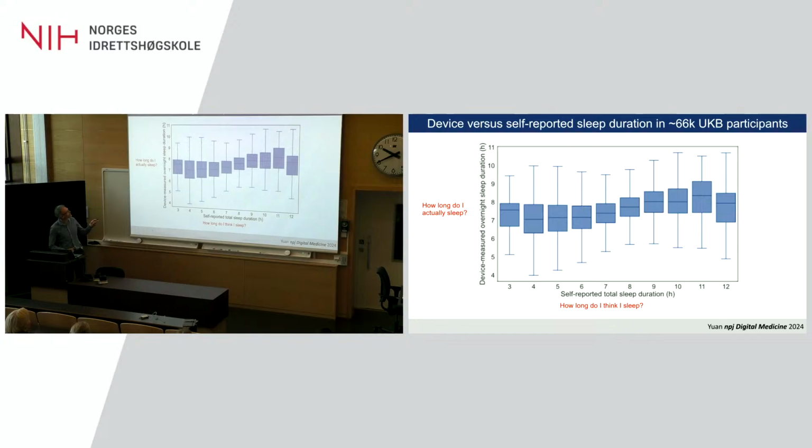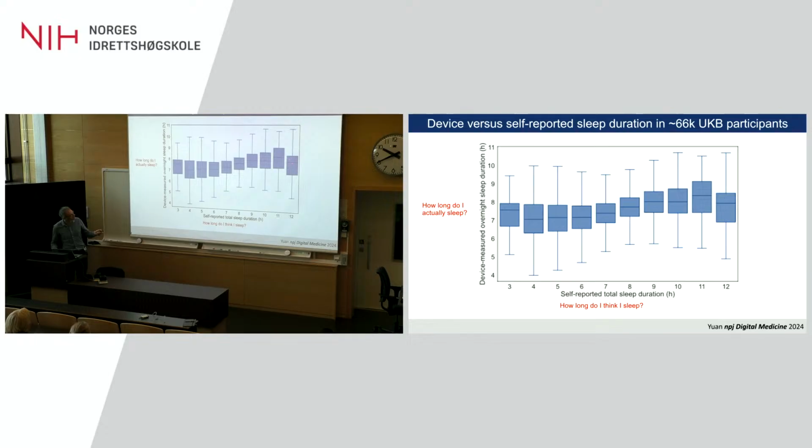So as with the UK Biobank, I'll talk a little bit later about how we measure sleep duration. So this is in 66,000 people. They were asked, how long do I think I sleep at night? And then the device was measuring maybe how long I actually sleep, or closer to how long I actually sleep at night. So this is deciles and 66,000 people.